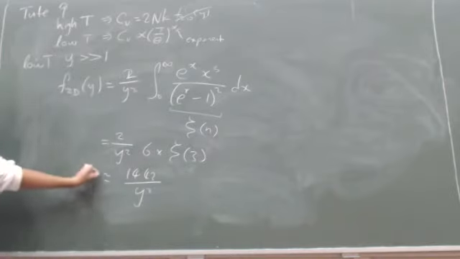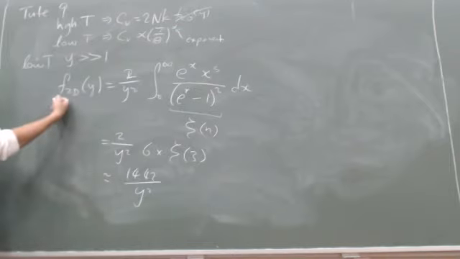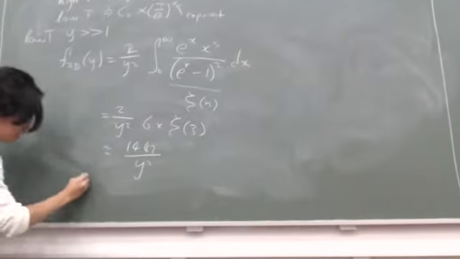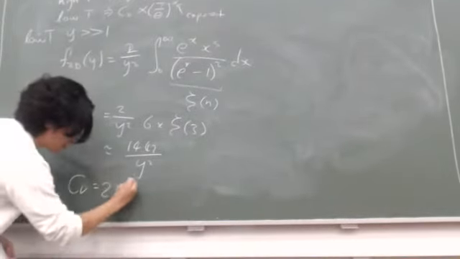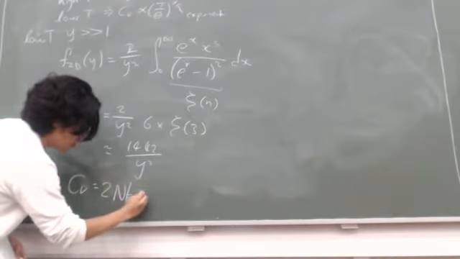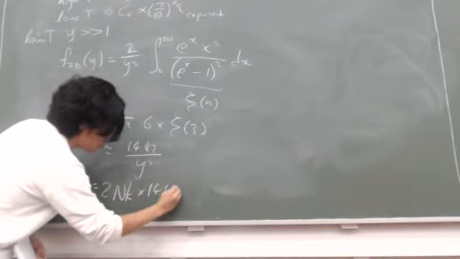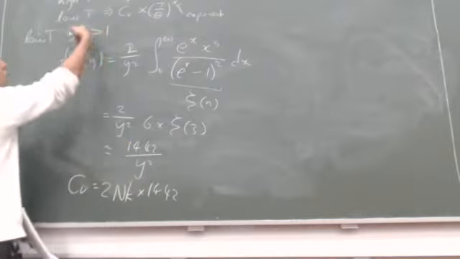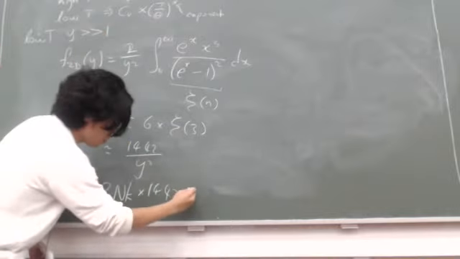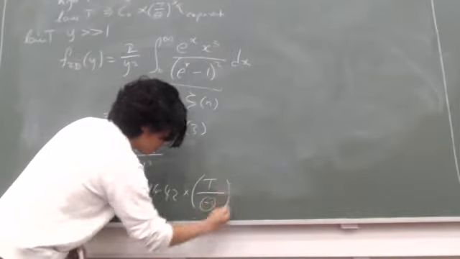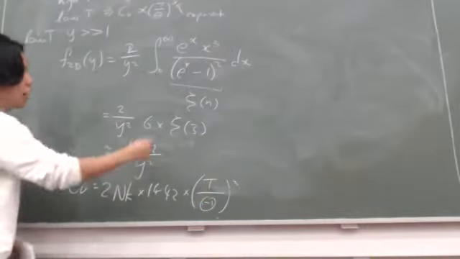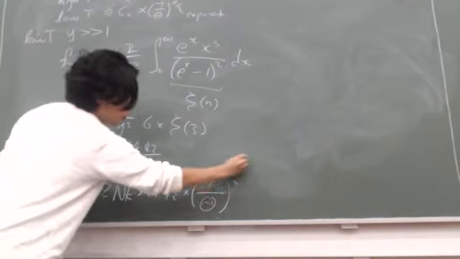So that's our low temperature limit for this F2D. Then when we put back into a CV expression, CV is equal to 2n times k times 14.42, and then put back in the definition for y, so times t divided by theta squared. So there we go. Our exponent alpha is 2.